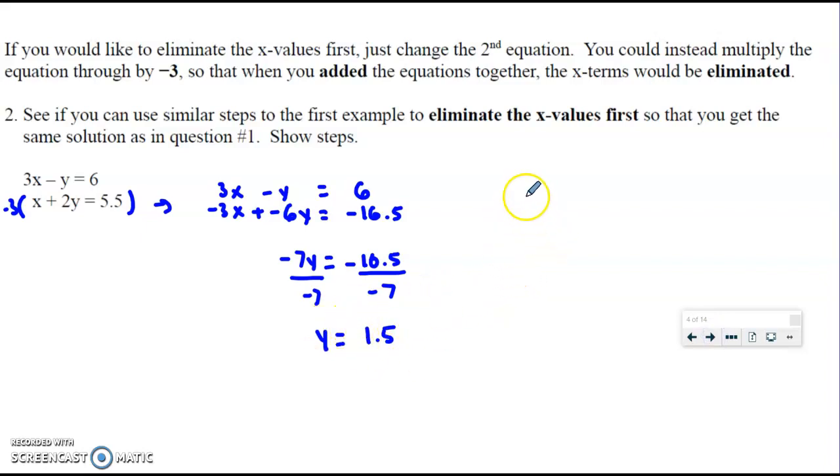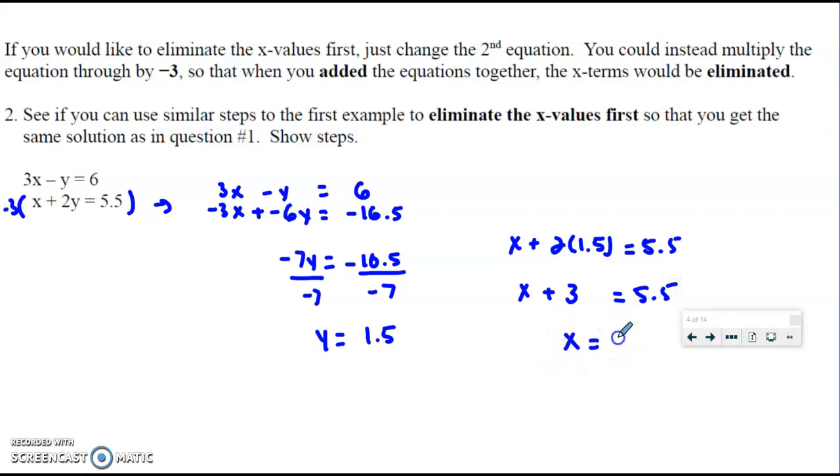Now I want to find out what x is. Well, that's a stupid thing, Mr. Graham. We already know what x is, but I could also work back. I could use this y value to do that. So I'm going to plug into that second equation. So I get x plus 2 times 1.5 equals 5.5. So I have x plus 3 equals 5.5, and I get x to be 2.5. So that checks. I got 2.5, and I got 1.5.